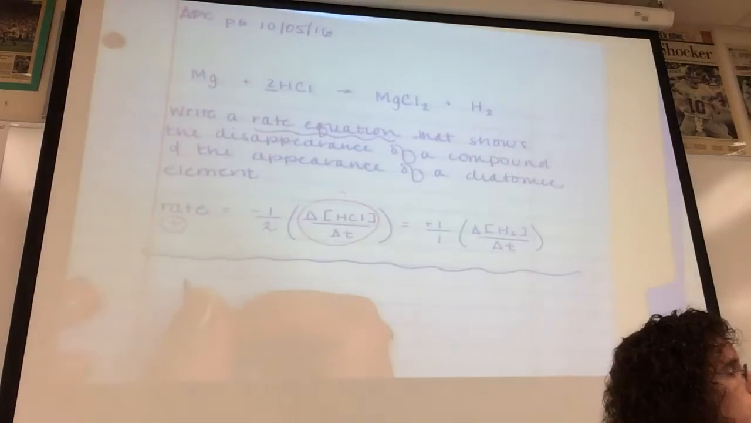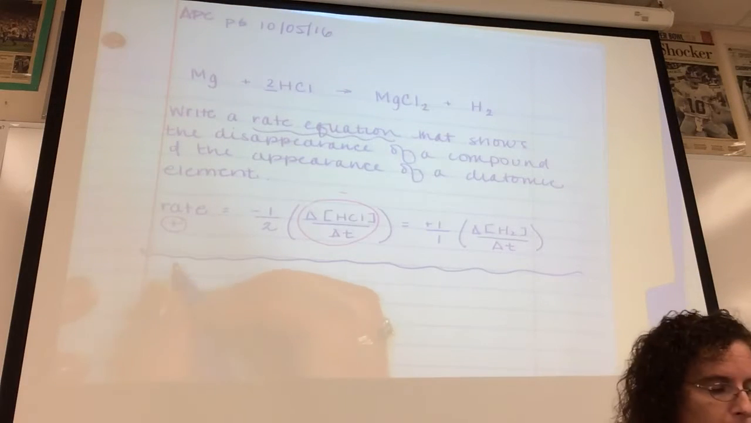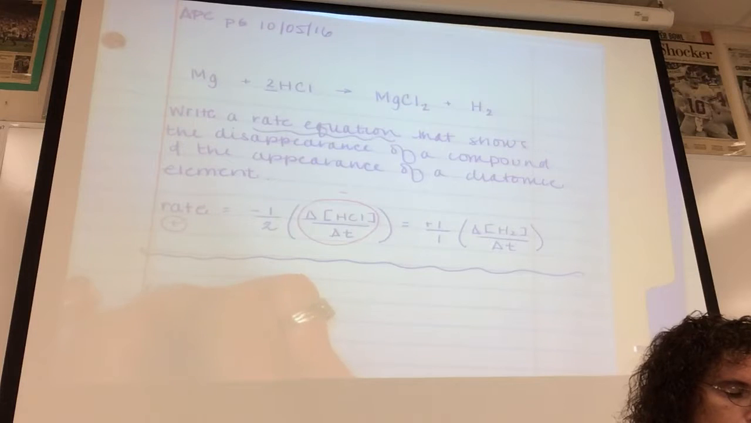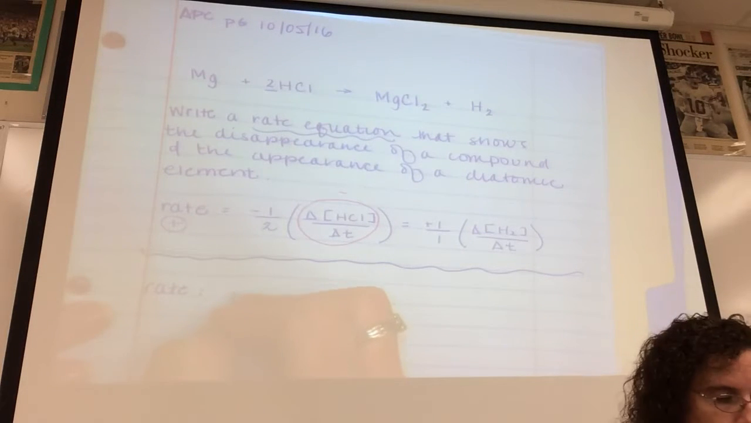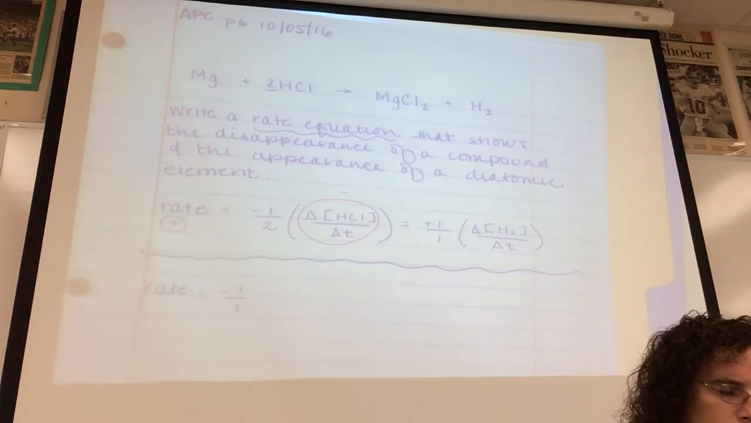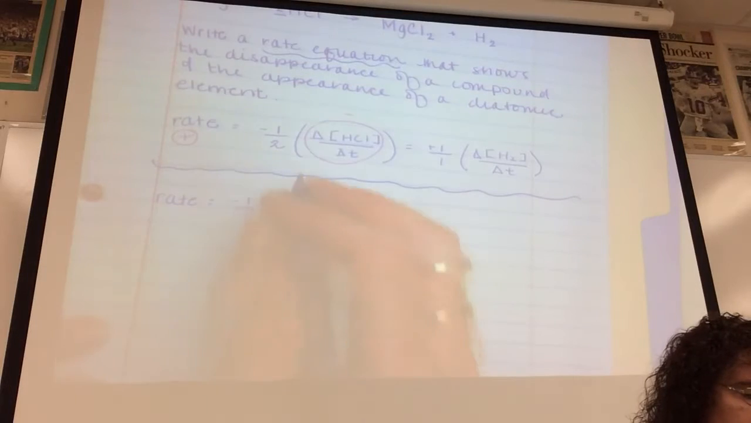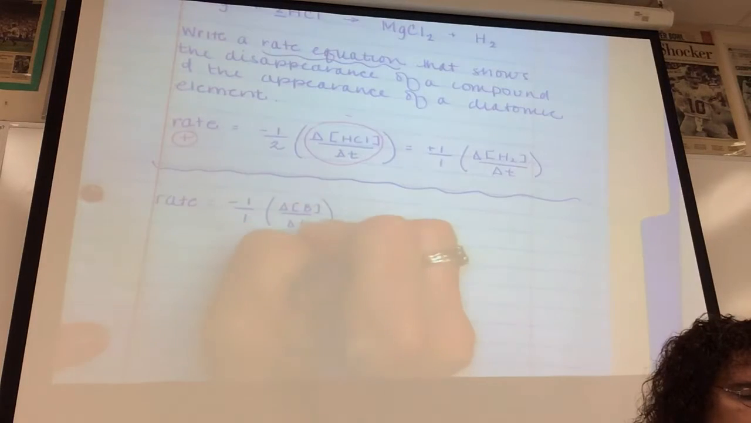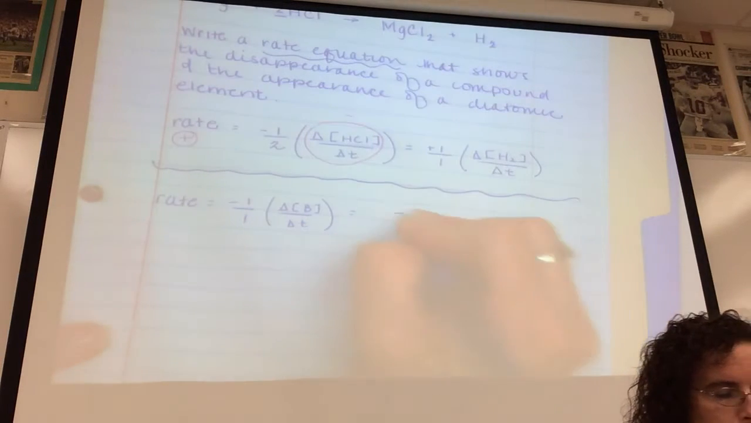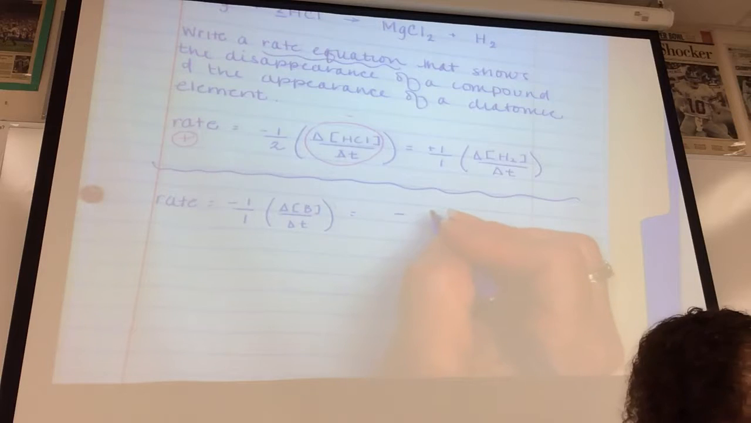First thing I'm going to do is figure out that rate. Rate is equal to -1/1. Why did I do that? Because it's a reactant, and reactants start with -1. Change in concentration of B over the change in time. So we can just put a big negative in front of it.